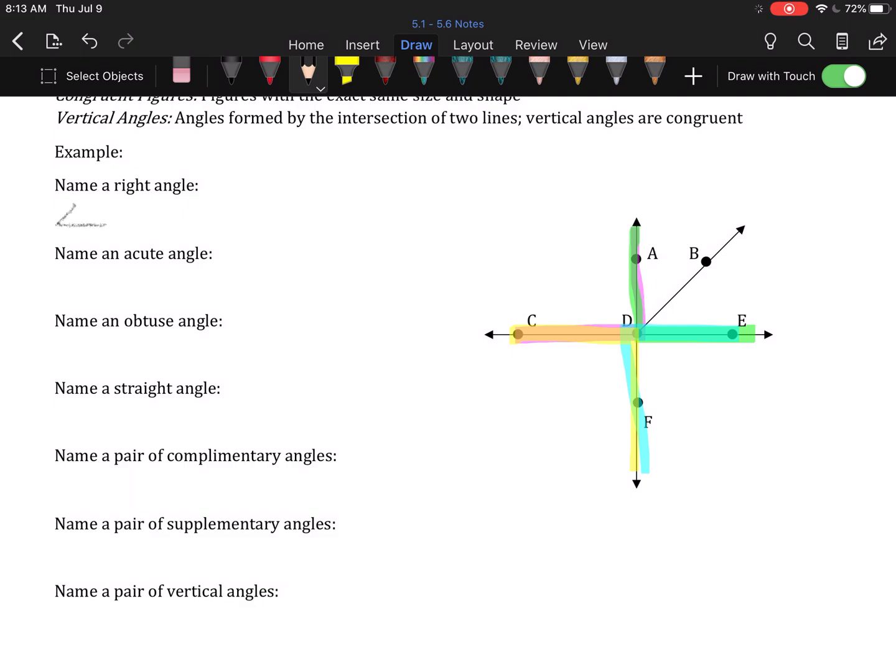So any of them, angle, and then we use 3 letters. I'm going to do the one I highlighted in green, which was starting at A, traveled through D, and went to E. Angle ADE. That is the angle symbol that's before the A, and you must use it when naming an angle. If you just give me 3 capital letters, I have to assume you're listing points.